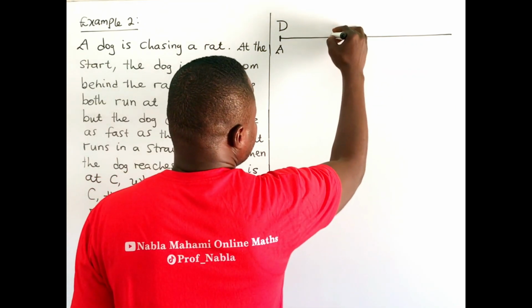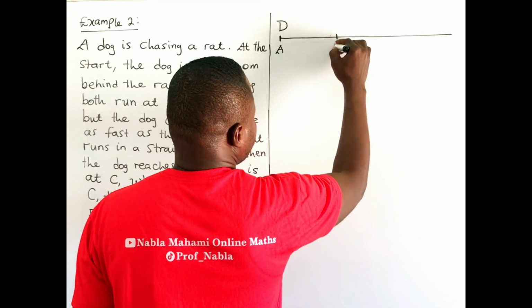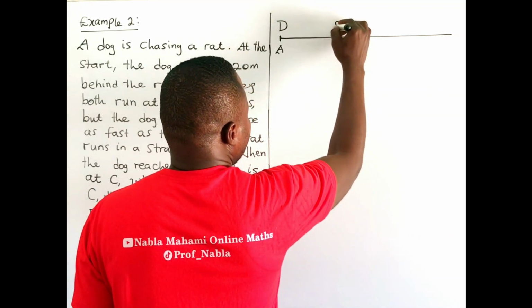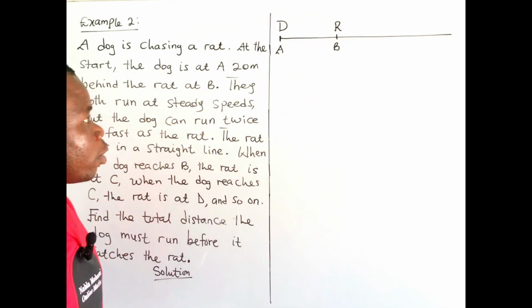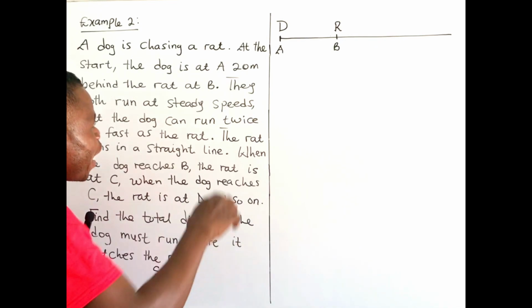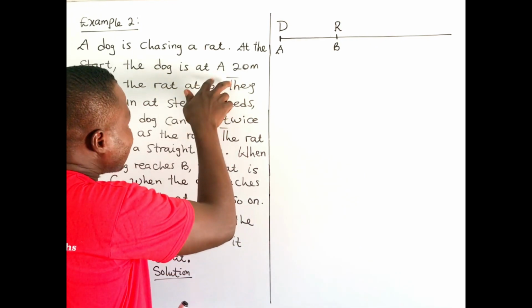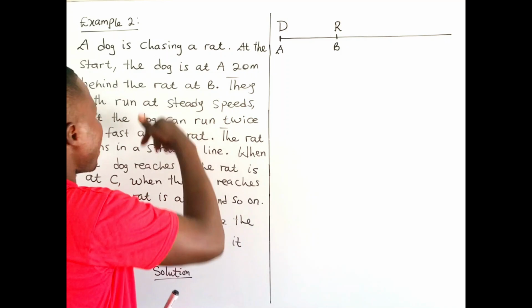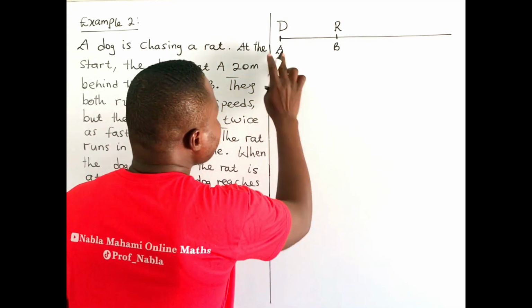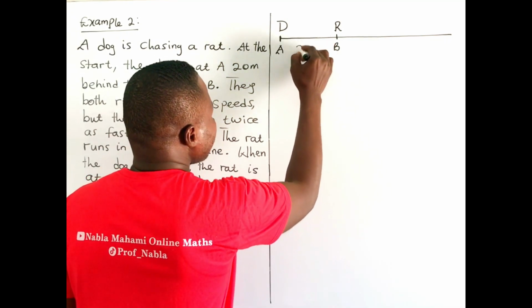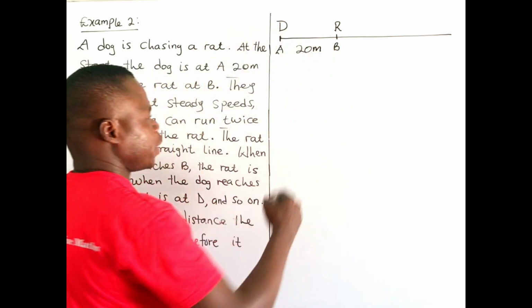Then rat is at B. Let me use capital R to represent rat. And the dog is at A, 20 meters behind the rat at B, meaning the distance between A and B is 20 meters.